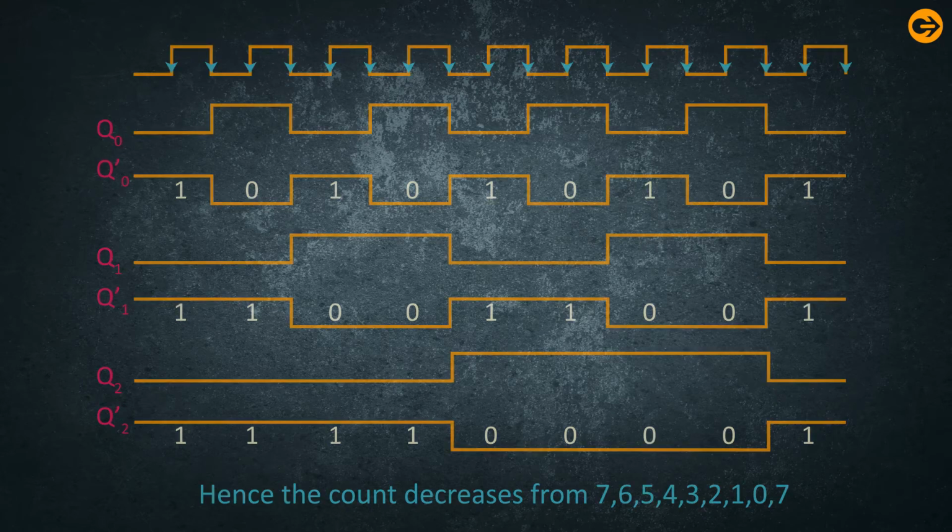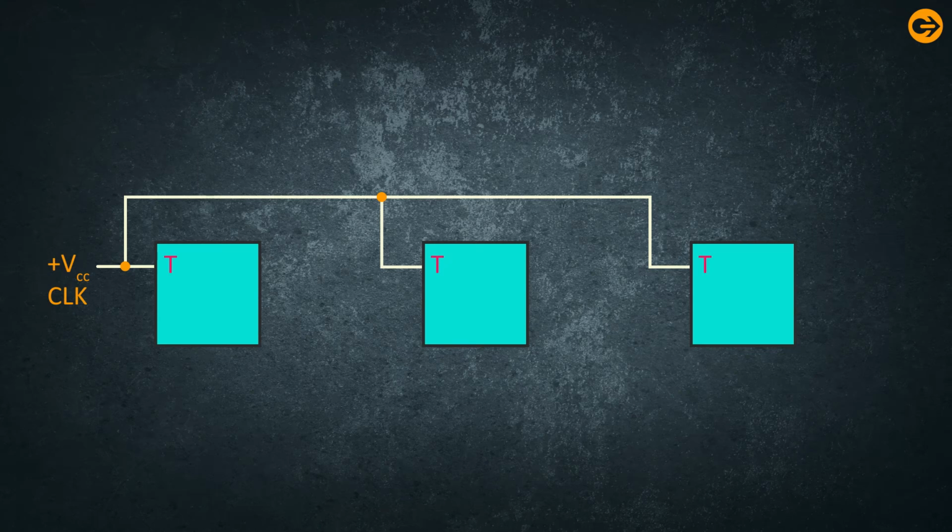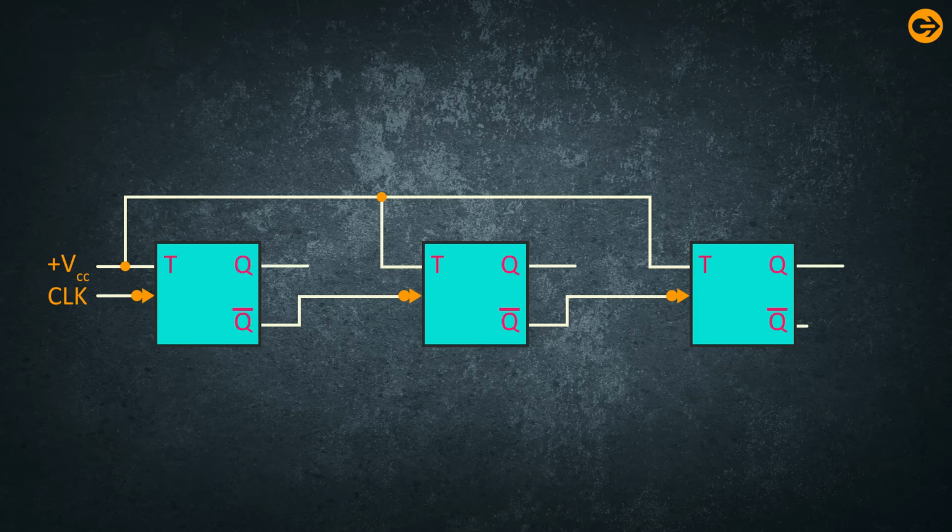For case 2, here we have slightly modified the circuit where the clock inputs of the second and third flip-flops are derived from the Q bar outputs rather than Q outputs of the preceding flip-flops. The outputs are derived from the Q outputs where Q0 is LSB and Q2 is the MSB.